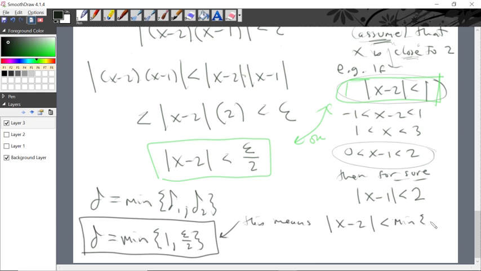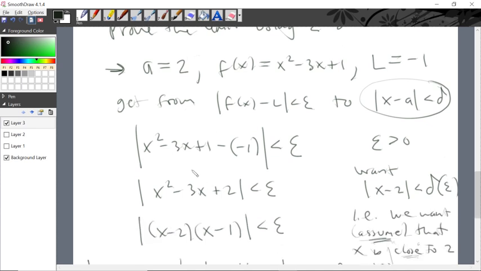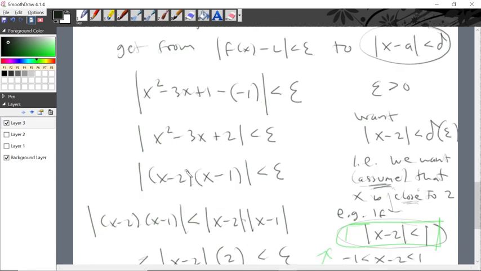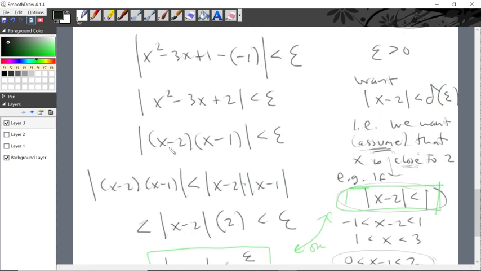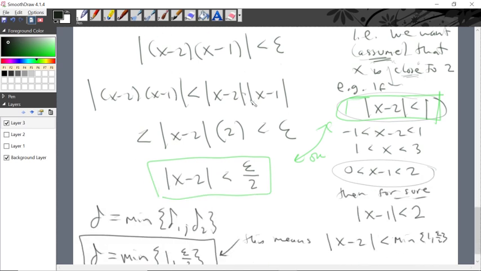If it's smaller than the smallest one, then it must be smaller than the larger of them as well. And in that case, our absolute value of f of x minus L would look like this statement here, written as this product, which allows the absolute value of x minus 2 to be less than epsilon over 2, and the absolute value of x minus 1 to be less than 2. And epsilon over 2 times 2 would be epsilon. So this is going to work.